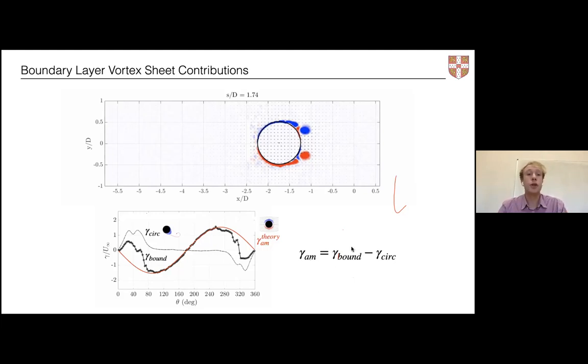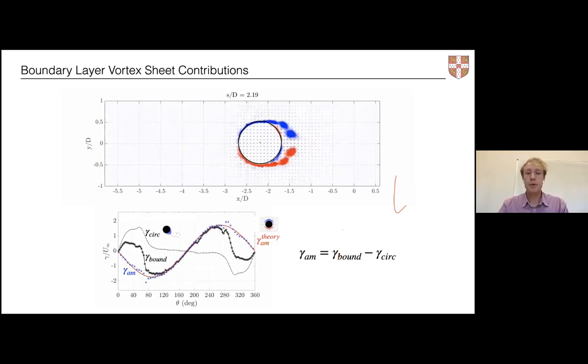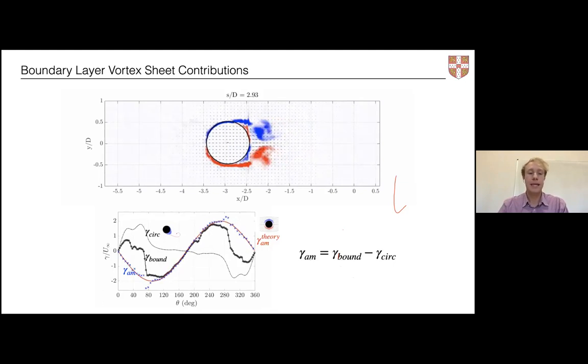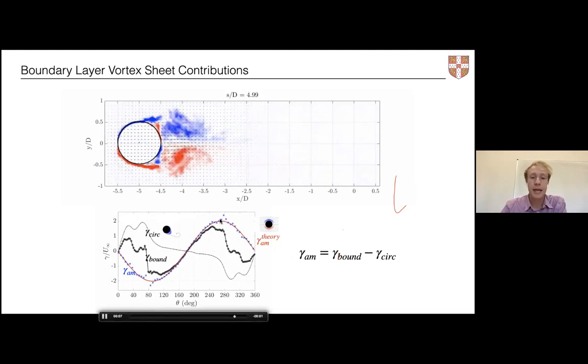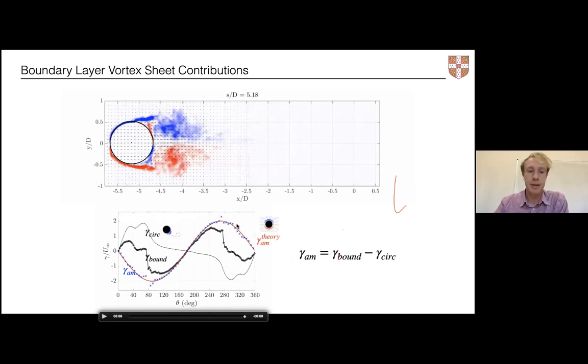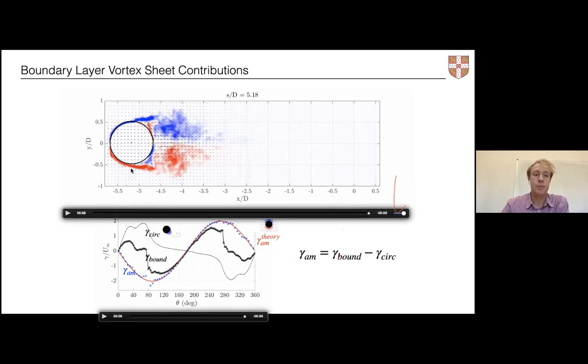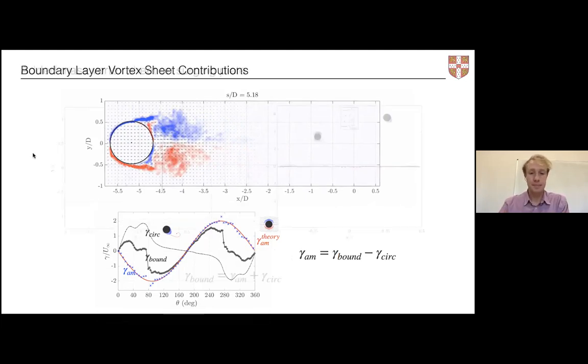To demonstrate that this added mass vortex sheet really persists throughout the entire motion of our cylinder, we measure the boundary layer vortex sheet, and from this subtract our circulatory contribution, which are these blue X's that you can see dancing around. We can really see that throughout this whole motion, these blue X's basically lie right on top of our theoretical prediction. Only at the top here and at the bottom, there's a small deviation, which corresponds to where we're actually shedding vorticity, where this method gets a bit iffy.